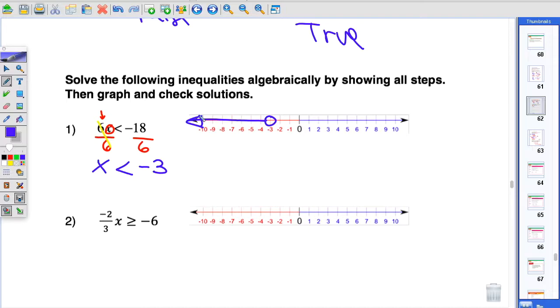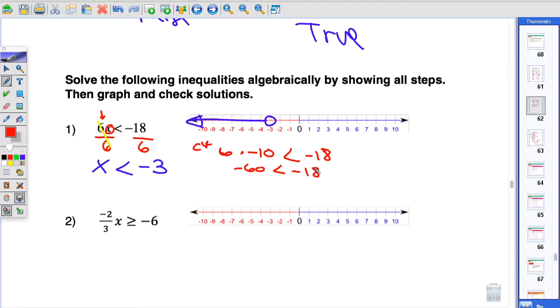So to check your answers, we can pick any of those numbers. So let's pick -10. So 6 times -10, is that less than -18? So 6 times -10 is -60, and that is less than -18.